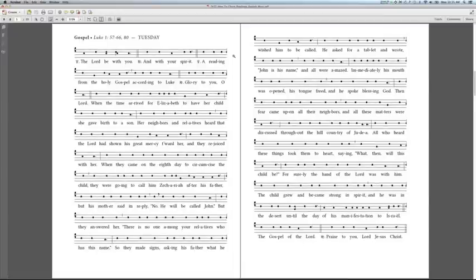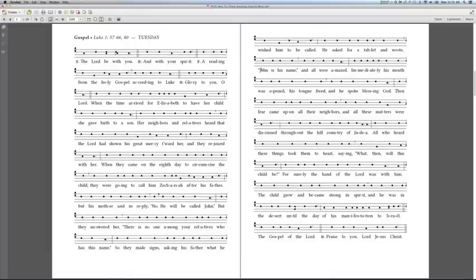So they made signs asking his father what he wished him to be called. I added a middle. He asked for a tablet and wrote, "John is his name," and all were amazed. So there's your ending, okay? And it goes on pretty much as normal, okay?